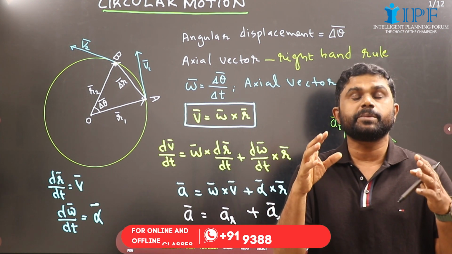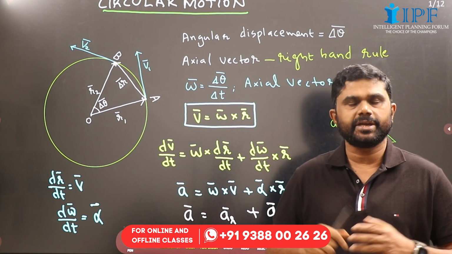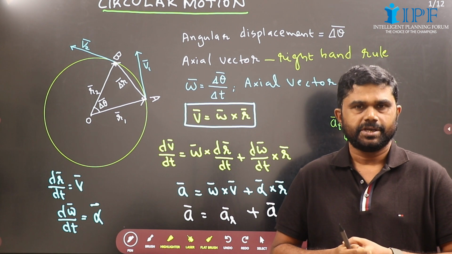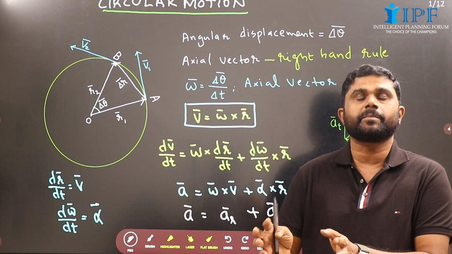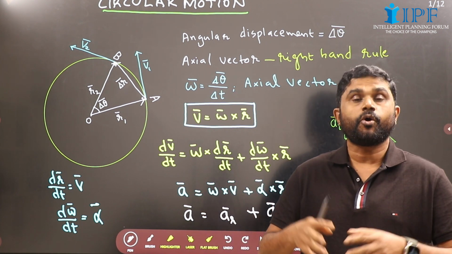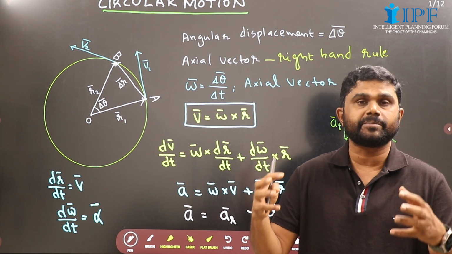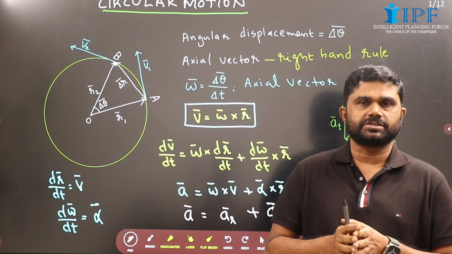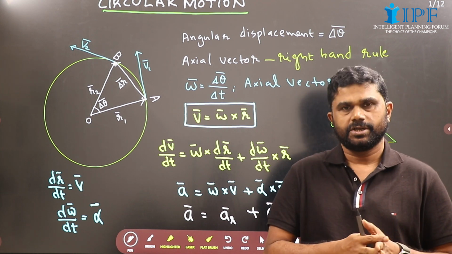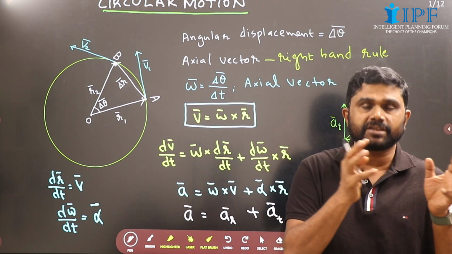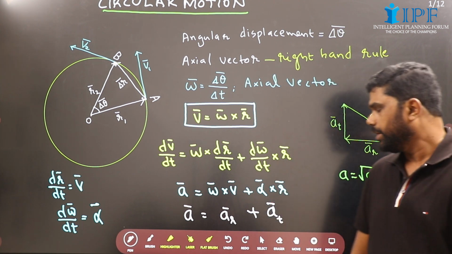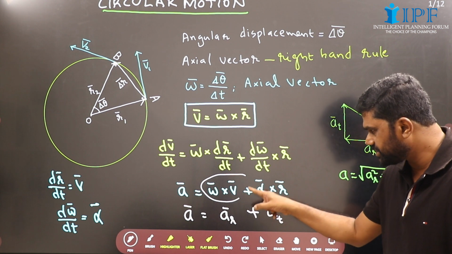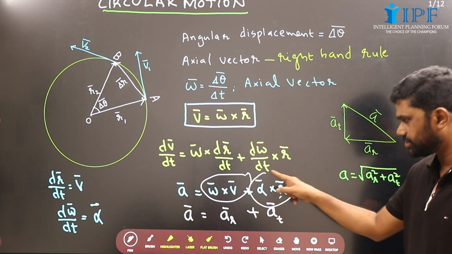See, only similar quantities can be added. A velocity can be added to another velocity, and a velocity can be subtracted from another velocity. So only similar quantities can be added and subtracted. If you add two velocities, you will get another velocity. If you add two forces, you will get another force. So linear acceleration is the sum of this and this.